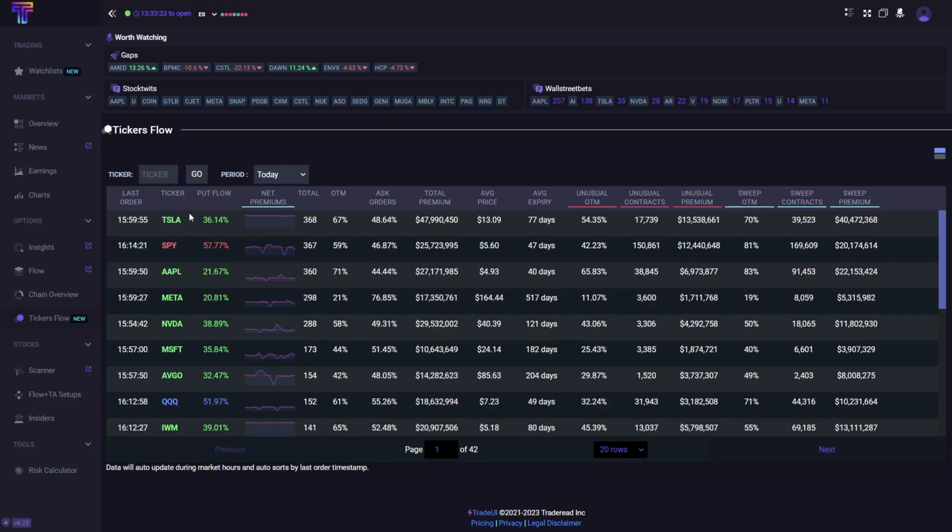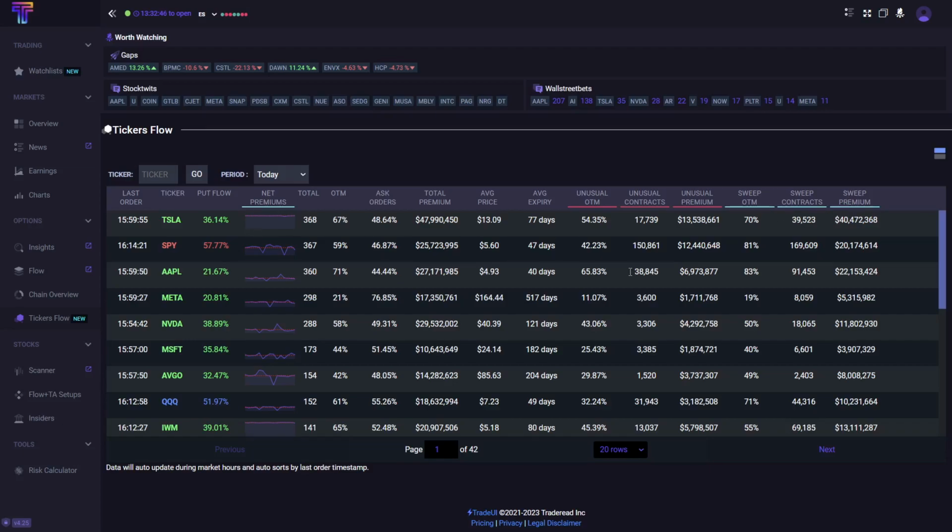It breaks down the data into several different categories, such as the last order, the ticker of the actual contracts that they're talking about, the put flow, basically the amount of puts compared to the amount of calls, the net premium on a charted basis that shows you how the net premiums are coming in through the trading day. It's going to give you the total contracts, the percentage that are out the money versus at the money or in the money, the ask orders, the total premium, the average price of each contract, average expiration, unusual out the money, unusual contracts, unusual premium. This will show you the sweep that's out the money as the sweep contracts and the sweep premiums.